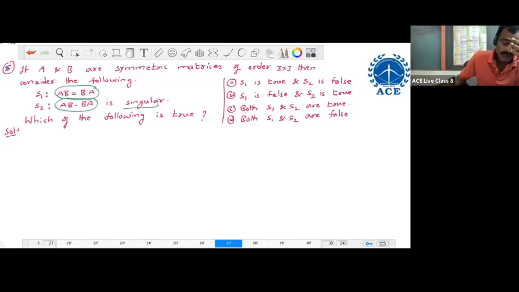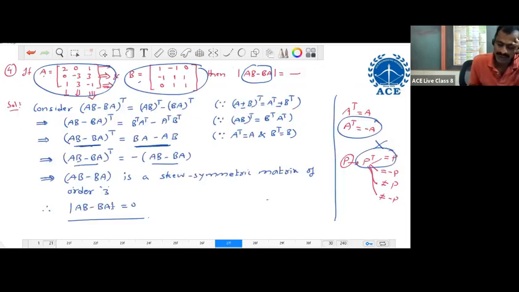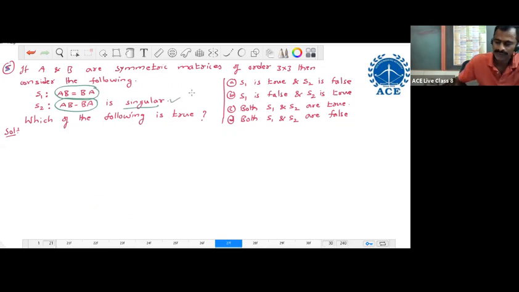From the previous problem, we can say AB minus BA is singular. When A and B are symmetric matrices, AB minus BA is always skew symmetric. Just go back and check it out. Because it is of third order, an odd order, it is singular. So the second statement is correct. We just have to check whether the first statement is correct or not for two given symmetric matrices. Okay, let us do this problem.